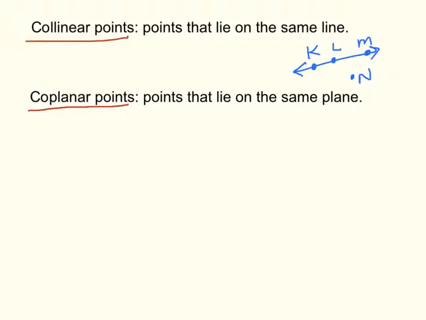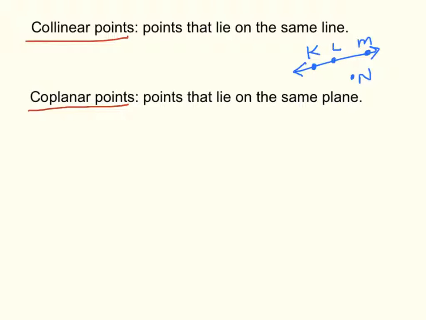Our next vocab word, coplanar points. Coplanar are points that lie on the same plane. So if you remember what a plane was, a plane can be labeled by 3 points that are not on the same line. So coplanar points are points that lie on the same plane. So we could pick any 3 points, K, L, and N. Those 3 points do not lie on the same line, therefore they're coplanar. We could say K, M, and N. We could say L, M, and N.